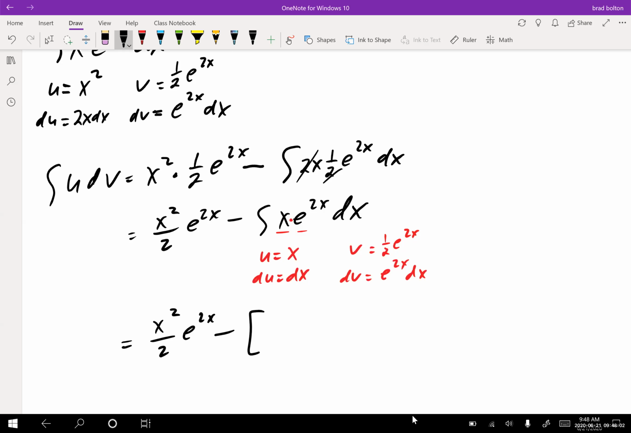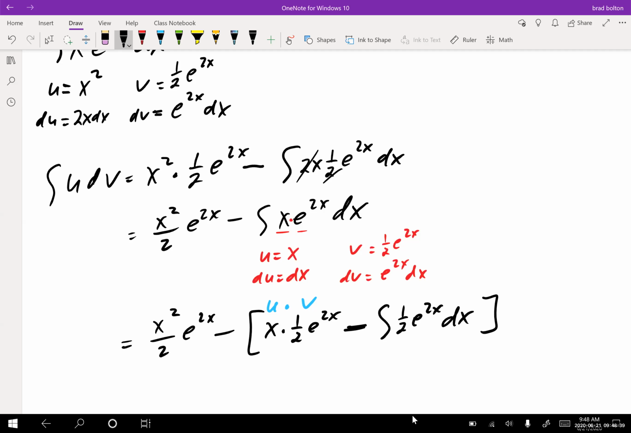Now I'm going to put brackets here to not forget to distribute that minus sign. This is where most people go wrong. So now the antiderivative of x e to the 2x is going to be u times v, so this will be x times 1/2 e to the 2x, and remember, all I'm doing is u times v minus the integral of v du, so minus the integral of 1/2 e to the 2x dx.